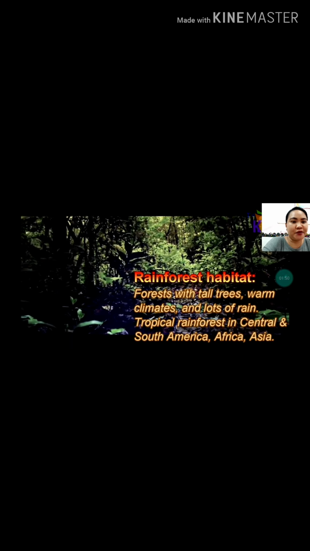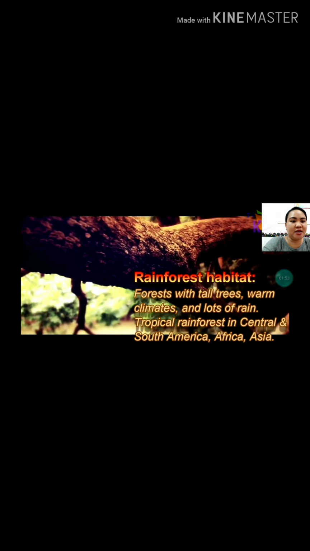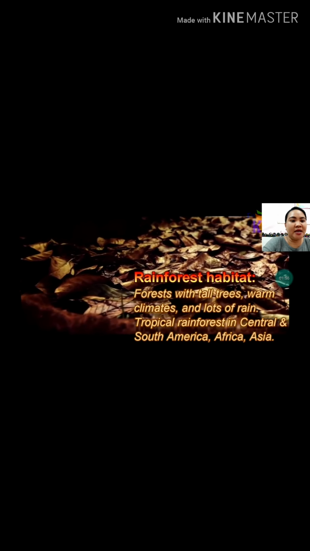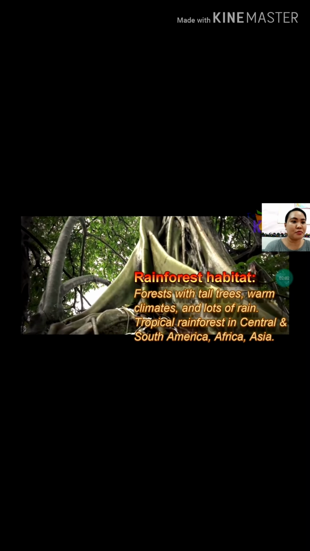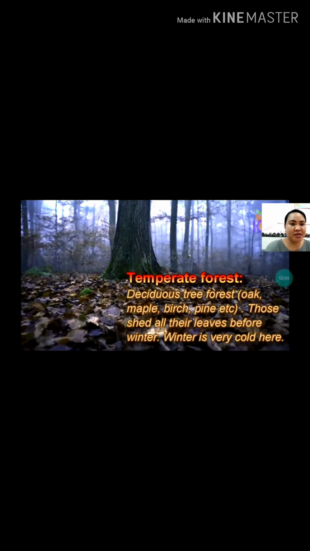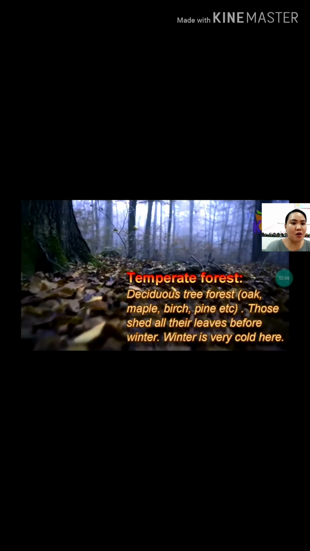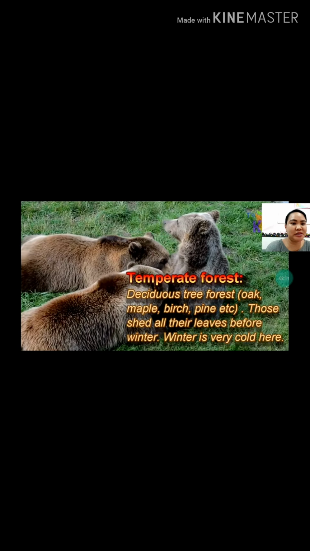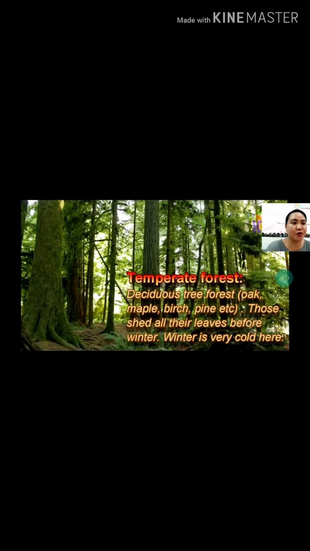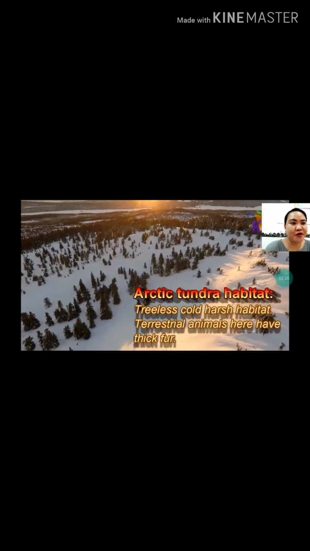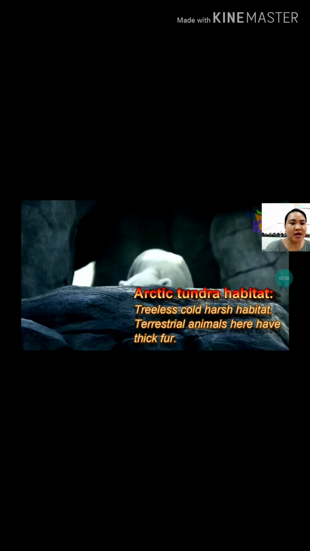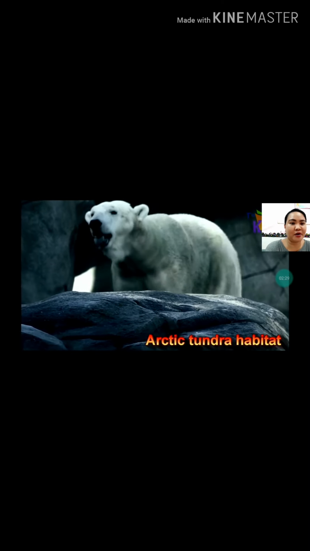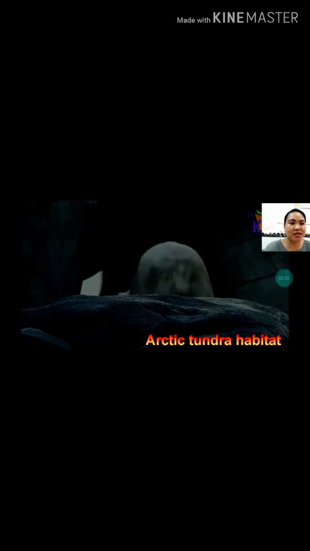Next we have rainforest habitat. Forest with tall trees, warm climates, and lots of rain. Tropical rainforest in Central and South America, and Africa and Asia. Temperate forests, deciduous tree forest, oak, maple, birch, pine, etc. Those shed all their leaves before winter. Winter is very cold here. So we have Arctic tundra habitat, treeless, cold, harsh habitat. Terrestrial animals here have thick fur, like a polar bear, to sustain the cold.